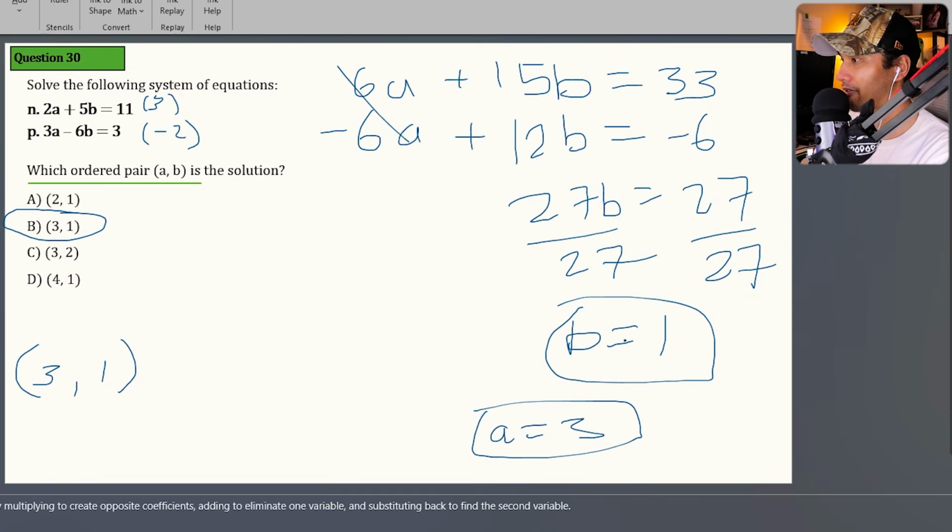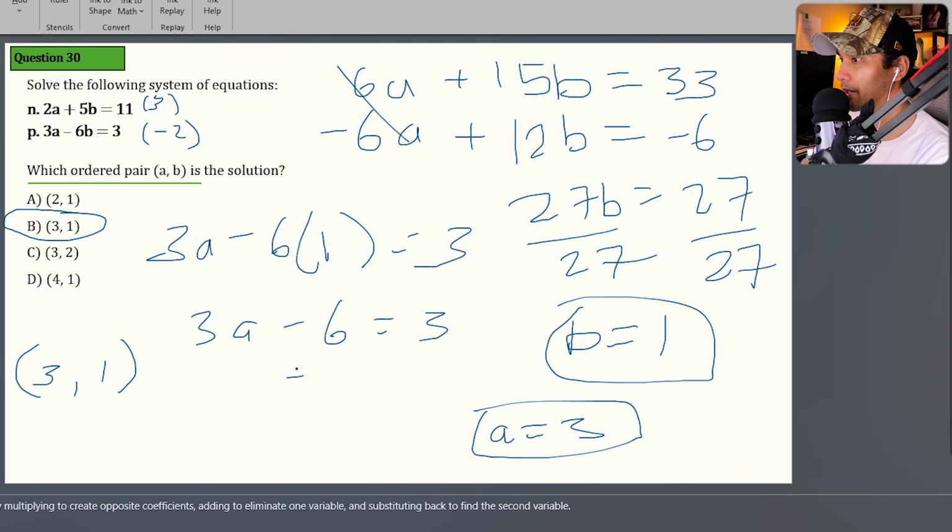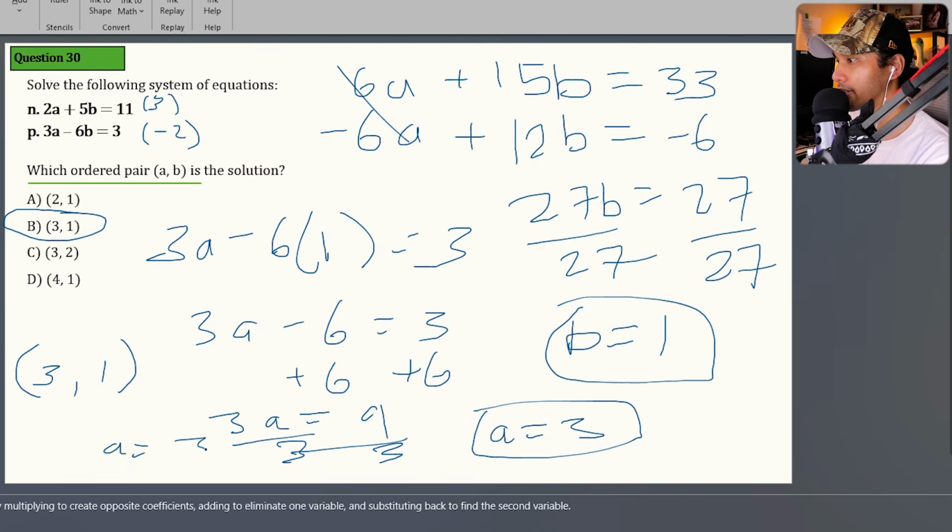It's annoying. Okay, so we have b equaling 1, right? That was what we found out. Let's go plug it into p. We get 3a minus 6, 1 equaling 3. And then we get 3a minus 6 equaling 3. Plus 6, we get 3a equaling 9. Divide by 3, a equaling 3.